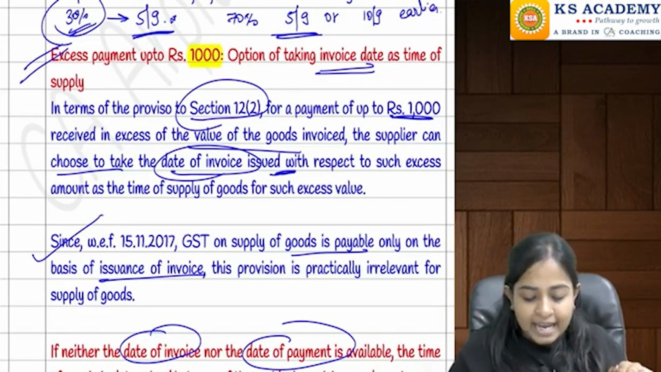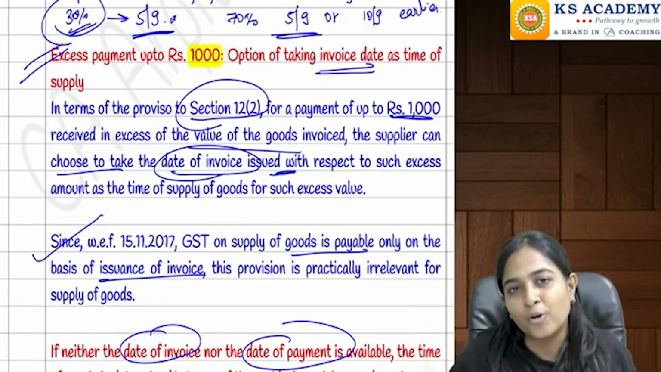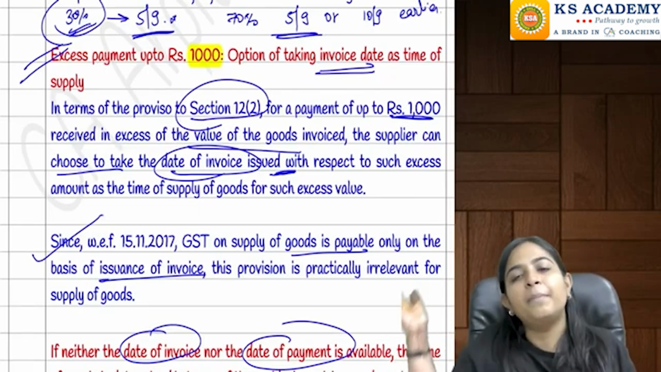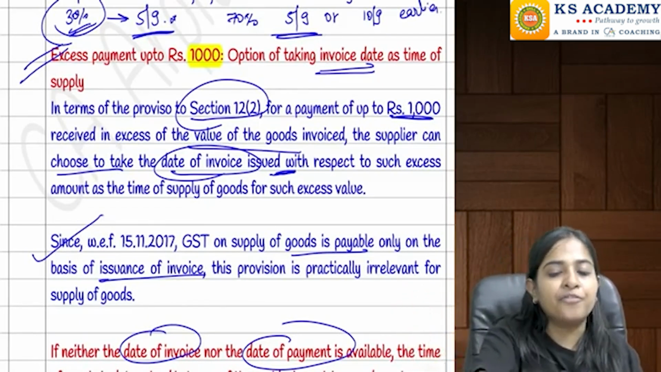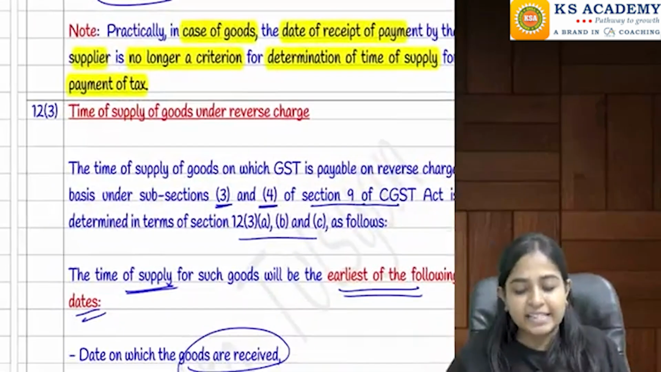Are you clear with this? Anyway, now this 500 will be considered as an advance money on goods, and because of notification number 66/2017, you will be paying the tax at the time of supply only. So this is kind of irrelevant. Then after that, let's go to the next subsection.